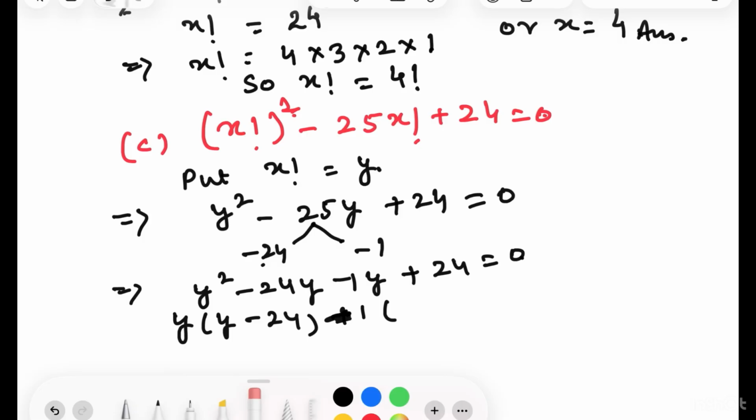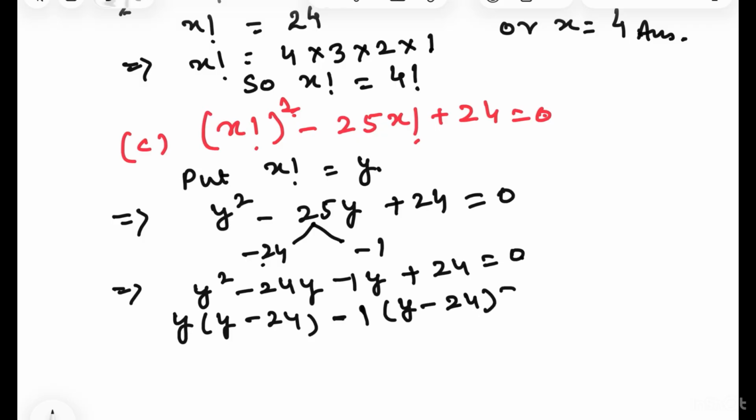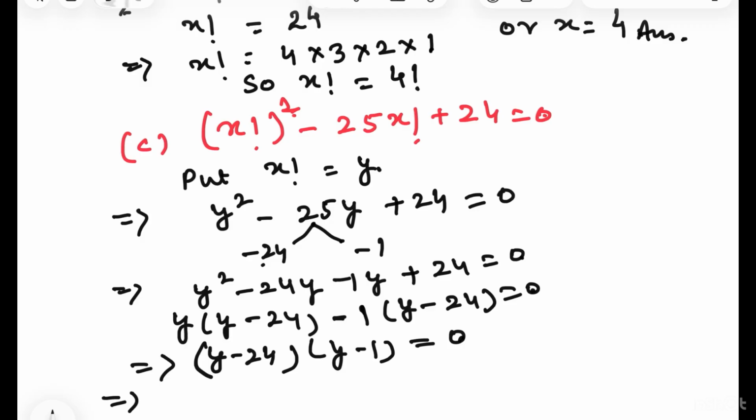Write properly. This is minus 1 common. y minus 24 is equal to 0. This implies y minus 24 into y minus 1 is equal to 0. This implies y minus 24 is equal to 0 or y minus 1 is equal to 0.